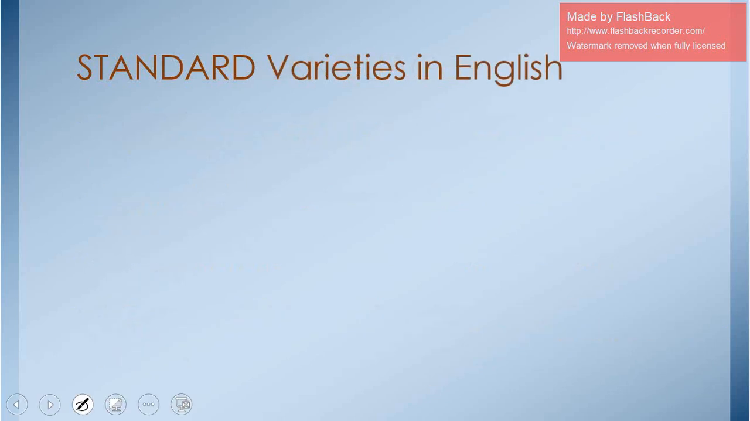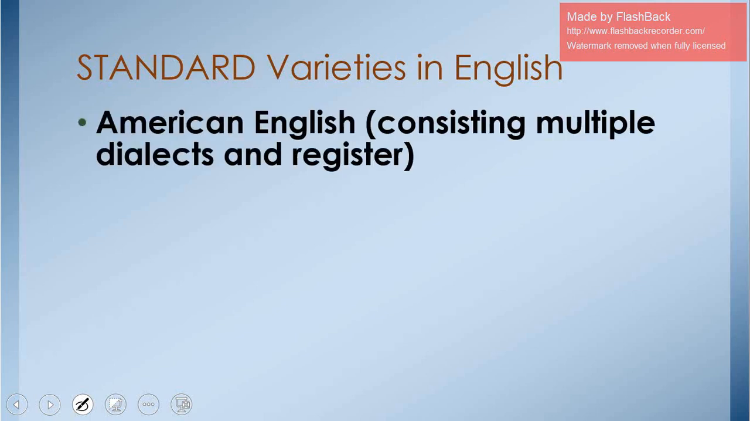Standard varieties in English. Now let's move forward. We have discussed what standardization is, what a standard language is, and what a standard variety is. Now, standard varieties in English. American English is the standard variety of the American government, used in the USA, and in it we have multiple dialects and registers, which we will discuss later.